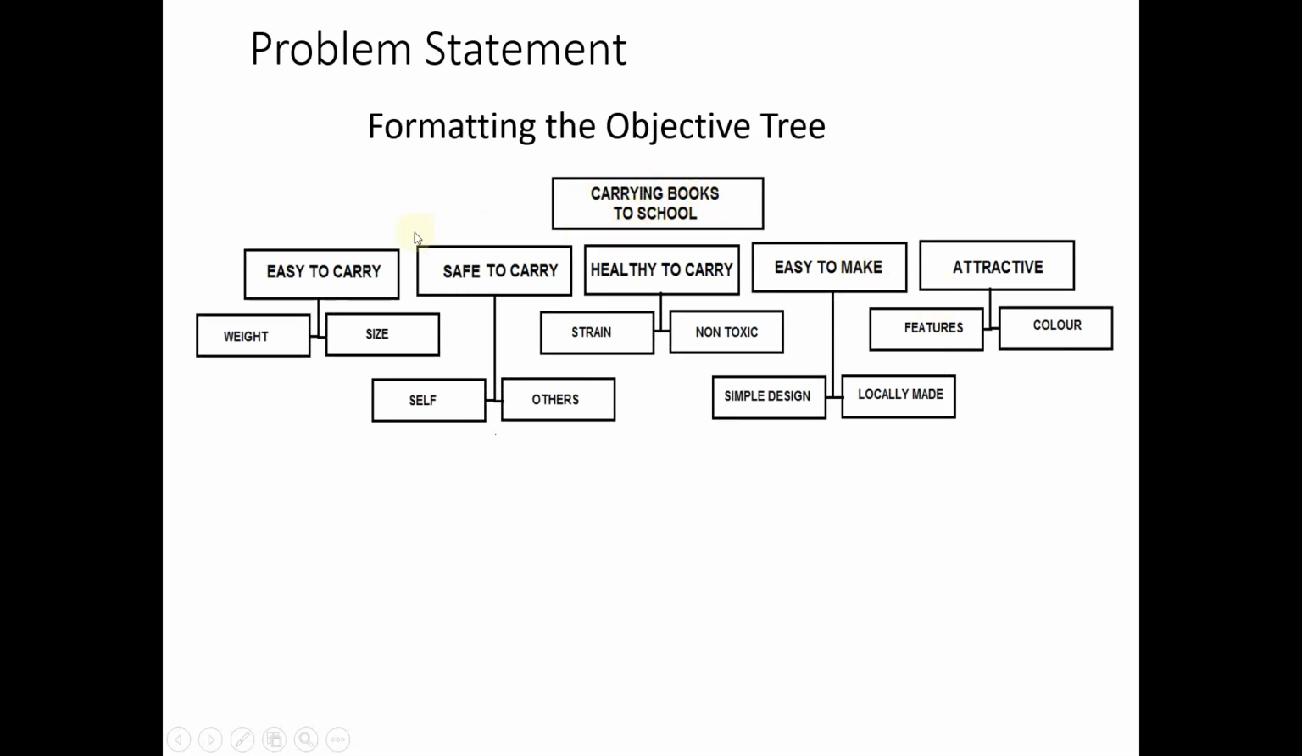Then we divide this into different attributes: easy to carry, safe to carry, healthy, easy to make, attractive. So these are the different attributes that can be associated with the problem statement which was told earlier. Again, we subdivide each of these attributes into sub attributes. Easy to carry means it should have a low weight, it should be smaller in size. Safe to carry means it can be carried either by self or by others, so it should be safe to carry by self and others.